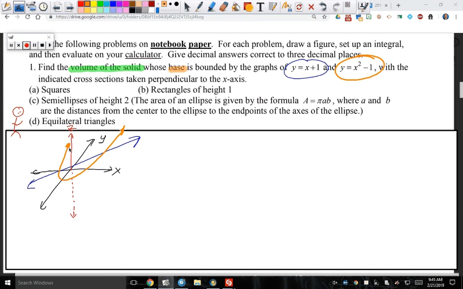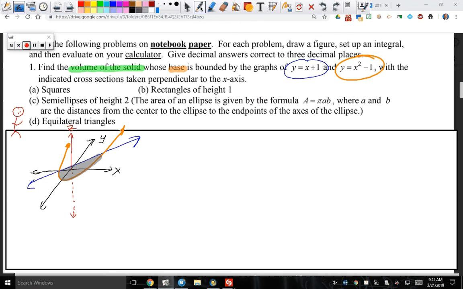Now, with the indicated cross sections perpendicular to the x-axis, we have all these different shapes. First of all, I've just found my cross-sectional area. And guys, when you do your homework, some people develop really outstanding notes, and I would definitely say take your time, because it doesn't matter how fast you go with these problems, if you're wrong at the very beginning. Okay? So here's my area.